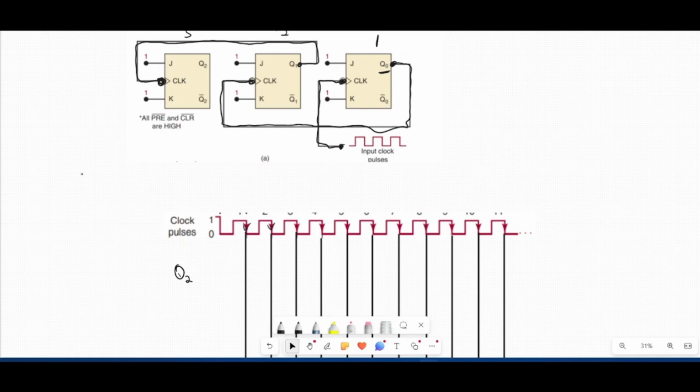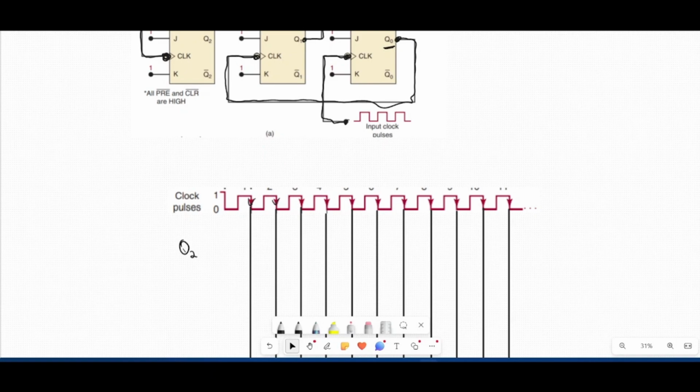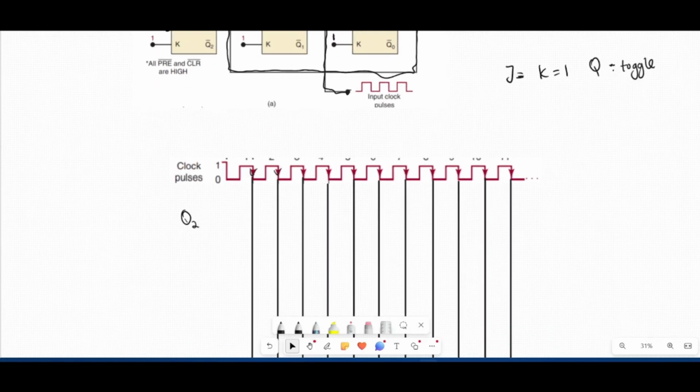We know since this is a JK flip-flop, if J is equal to 1 and K is equal to 1, Q is going to toggle. It's from the truth table. So J is 1 here and K is 1. So we're going to be toggling at every NGT.